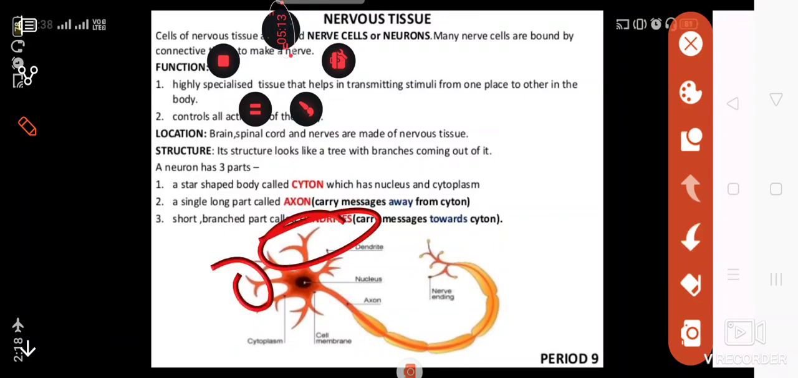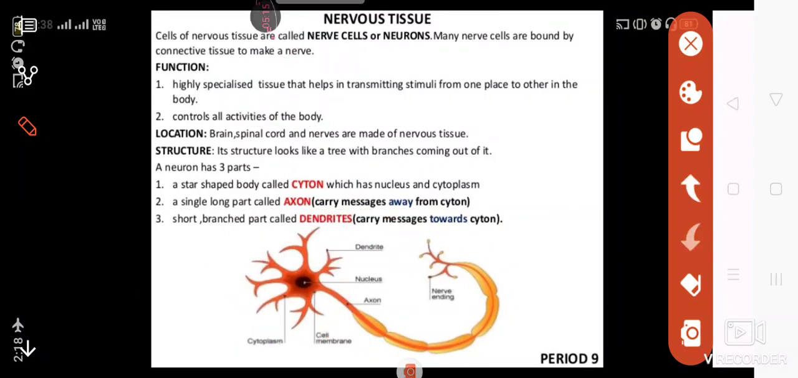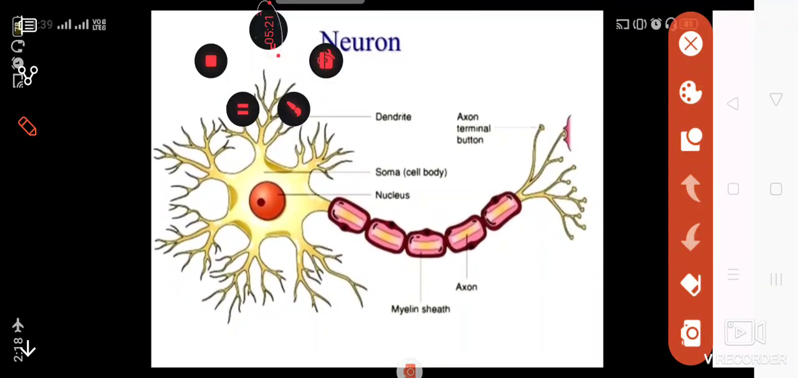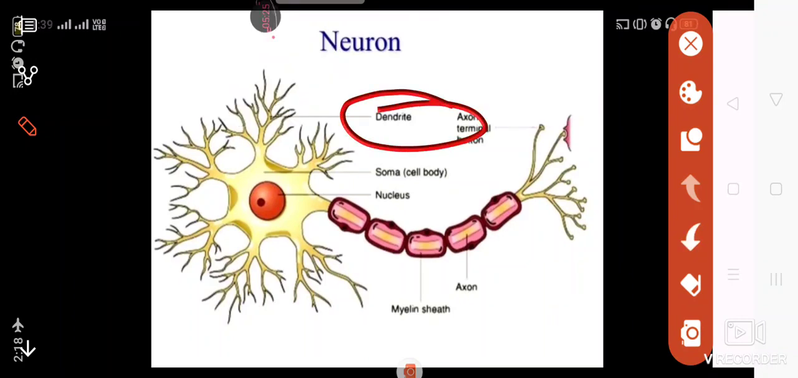This part is known as dendrites. Let me show you a bigger diagram so that it will be clear to you. See this one. Here you will see these structures which are present here. These branchings are known as dendrites. These are formed by the main cell body, the soma.